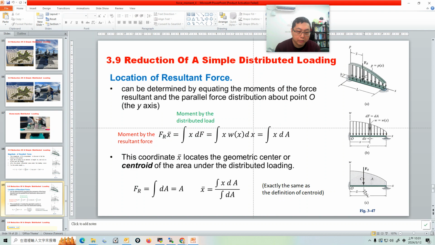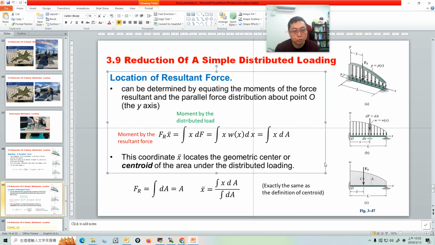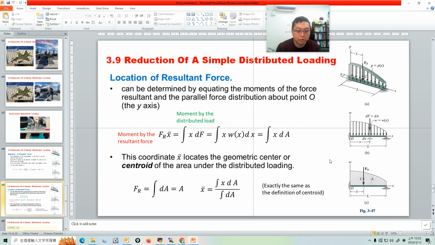the position of your resulting force after the simplification is acting on the position of the centroid under the load distribution curve. So we need to use another series of videos to talk about what the centroid is, because this will also be used a lot in this semester.